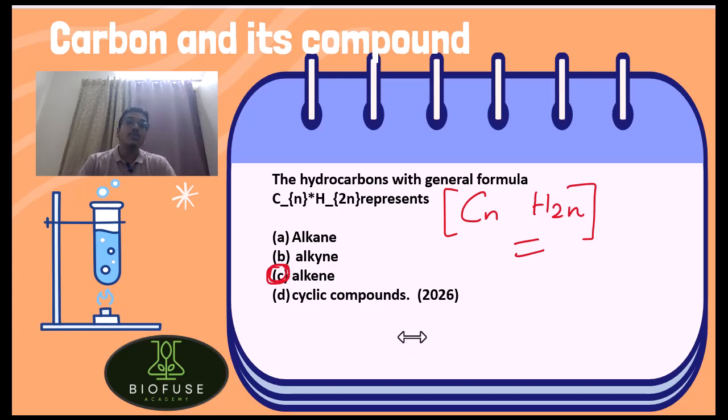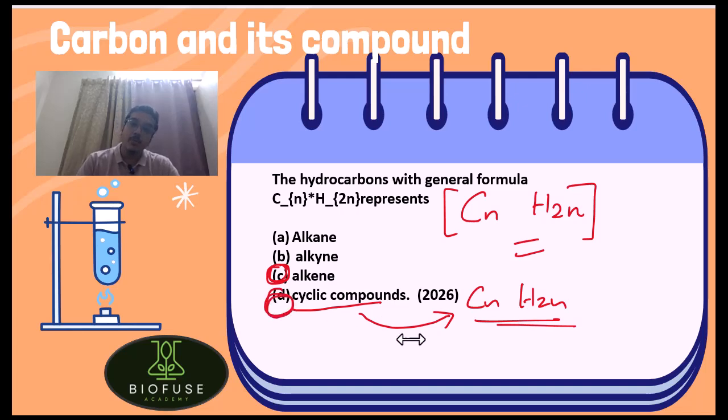Also you should remember guys, for cyclic compounds it is also CnH2n. So இதுதான் tricky part இங்க. So alkene நீங்க mention பண்ணாலும் it is right only. If you mention it as cyclic compounds also, it is right only, because I think by mistake they would have given this. So both C and D are right choices.